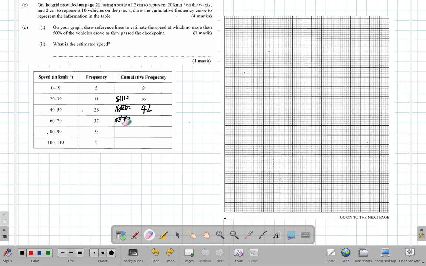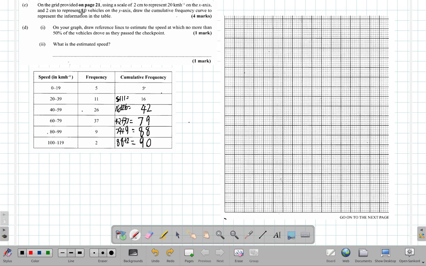Let me redo this part, not very neat. 42 plus 37 equals 79. 79 that we have there plus this 9 would give you 88. Then the 88 plus this 2 would give you 90. Alright, good.